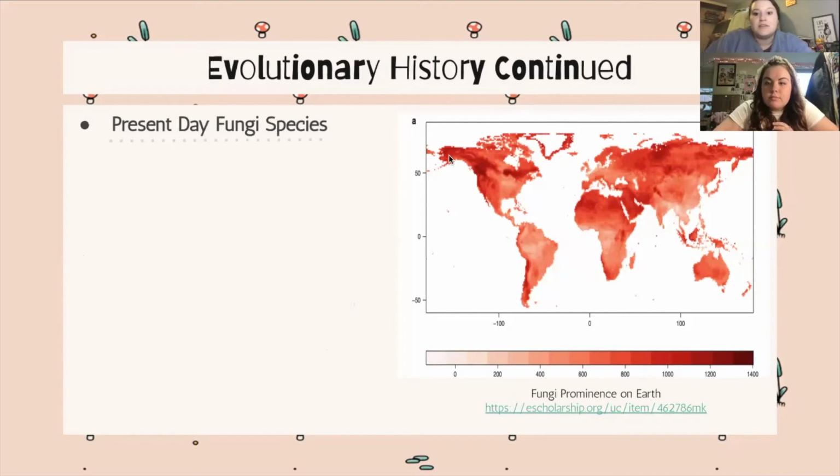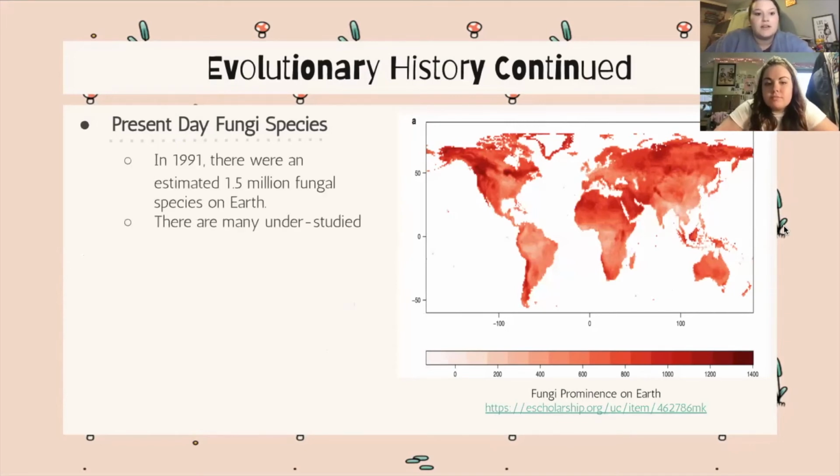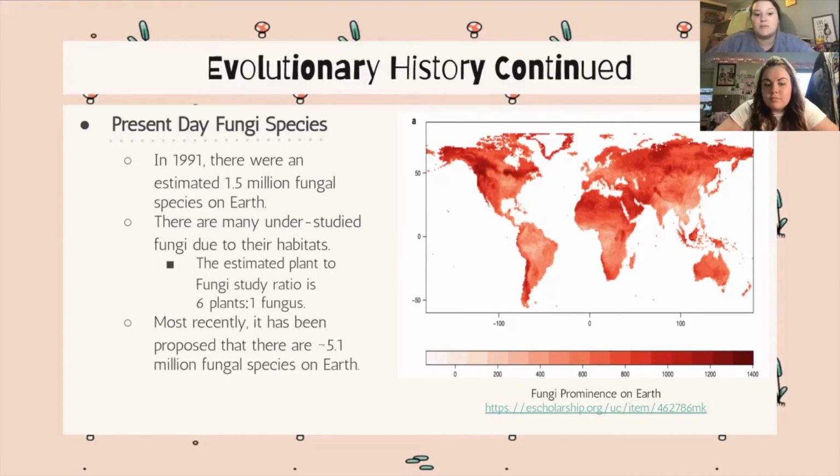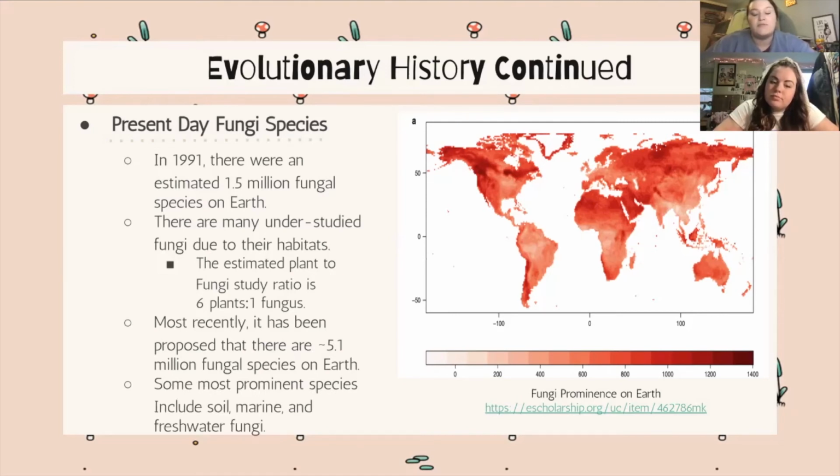Present day fungal species. This little map or graph thing over here shows the levels of fungi and their prevalence across the Earth. So in 1991, there was an estimated 1.5 million fungal species on Earth. They are the most understudied species because of their habitats. The estimated plant to fungi ratio that has been studied is 6 plants to 1 fungus. Most recently, it's been proposed that there are about 5.1 million fungal species on Earth. Some most prominent species include soil, marine, and freshwater fungi.